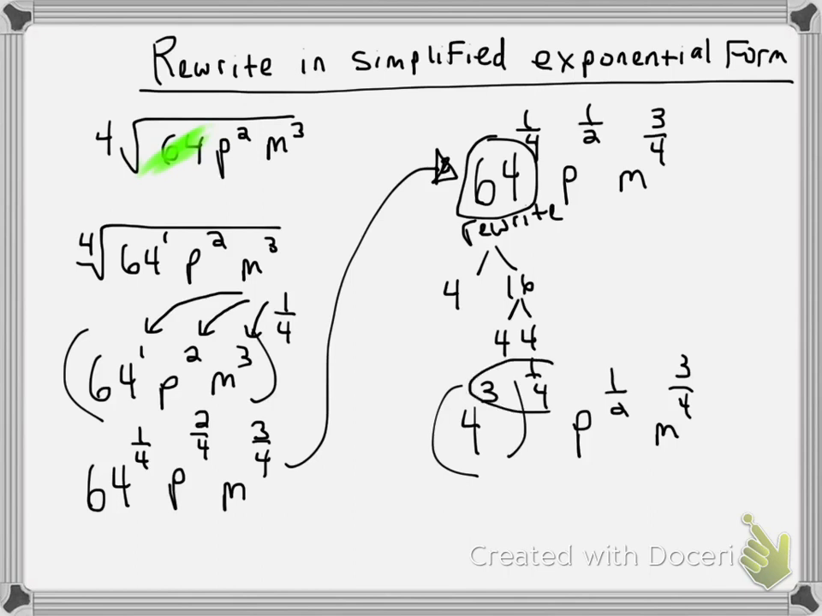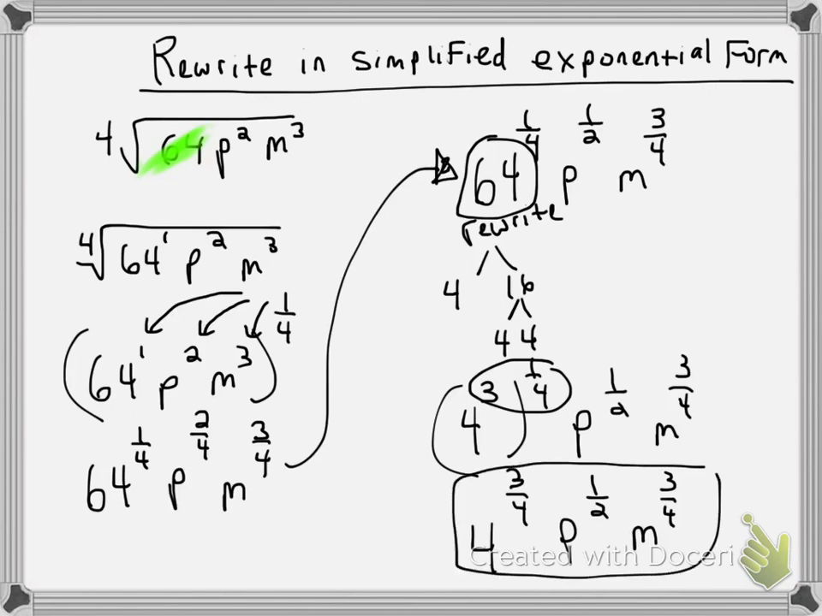Now, once again, we're going to go ahead and do some multiplying. 4 to the 3/4, p to the 1/2, and m to the 3/4. Now, this is just a very special situation where you can rewrite 64. Usually, I wouldn't try to rewrite it. I'd leave it as is. But there's multiple situations where you might want to go ahead and rewrite that.